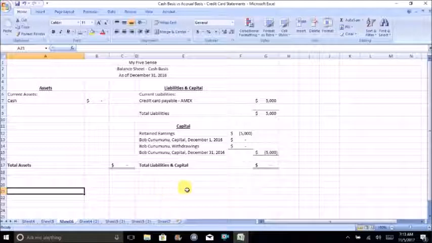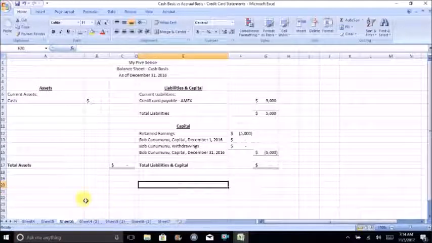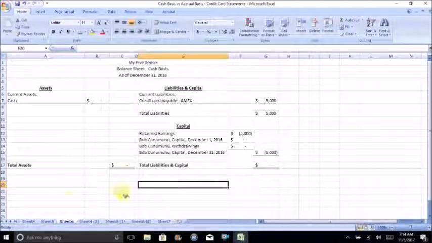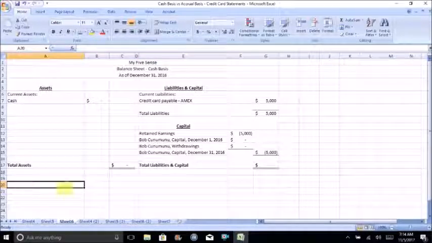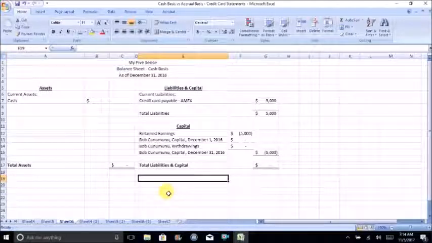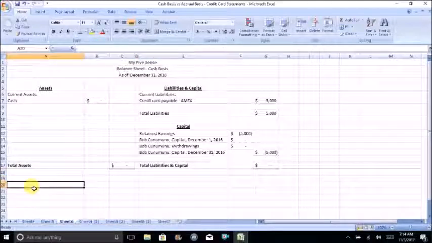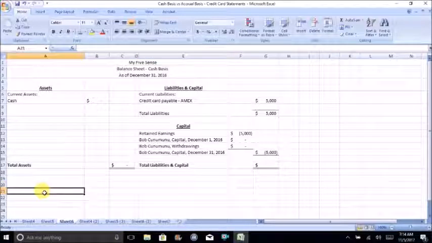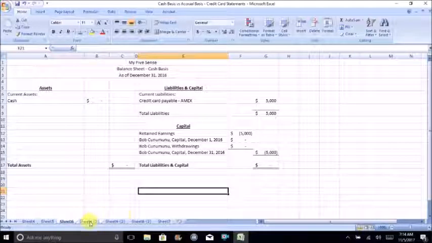Okay. Now let's look at this a little bit closer. Everything balances, everything ties in. But is it right? Is it correct? Is this actually a cash basis balance sheet and cash basis income statement? Well, let's look at accrual basis and see what accrual basis would look like to find out that answer.